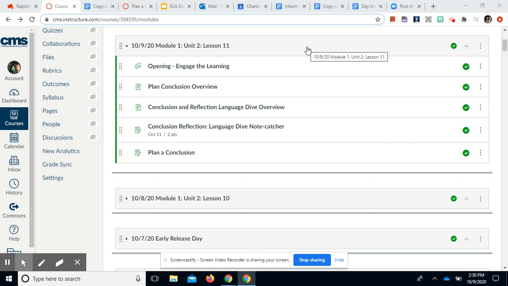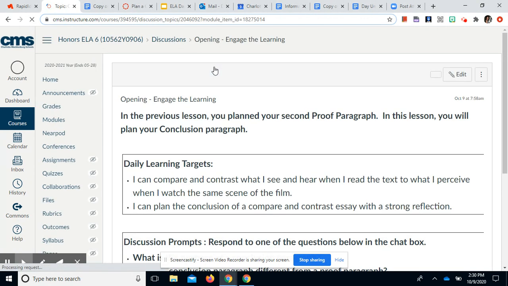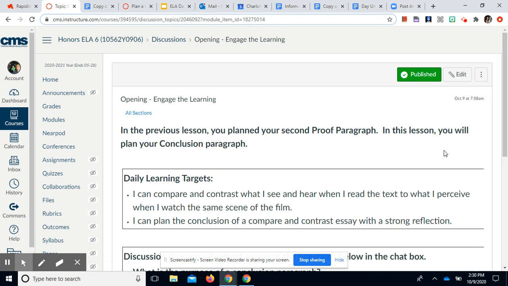Okay, this is lesson 11 as was presented in class on Friday, October 9th. Our opening today: in the previous lesson, you planned your second proof paragraph. In this lesson, you will plan your conclusion paragraph.